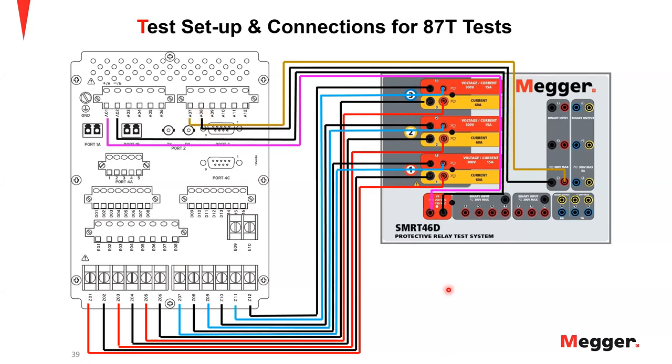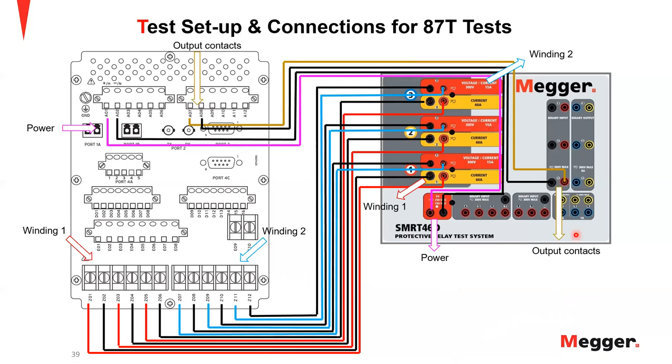So to quickly recap the connections, first I made my power connection, and then I made the winding 1 connection on the relay using the yellow colored current channels. Then I did my winding 2 connections using my red colored converted current channels. Finally, I utilized the binary input for the output contact.